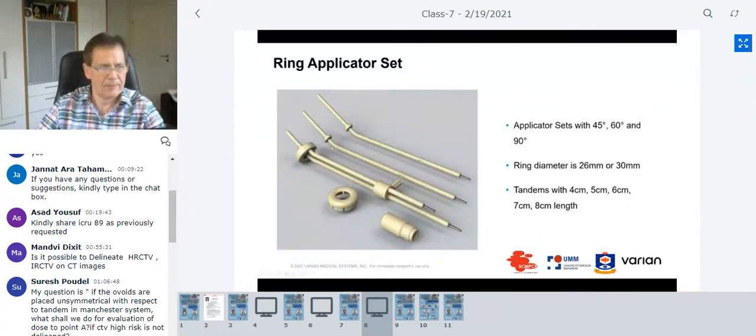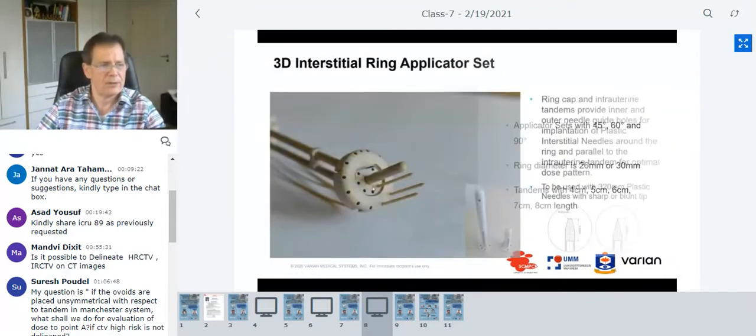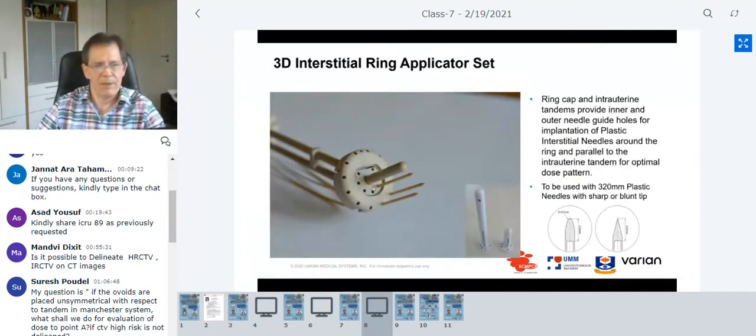Okay, and then we have ring applicators, different lengths of intrauterine probes. They have a stopper included, and you can combine these ring applicators also with needles. You just need to have a different type and a different cap that has needle holes, and then you can also create such an interstitial applicator.